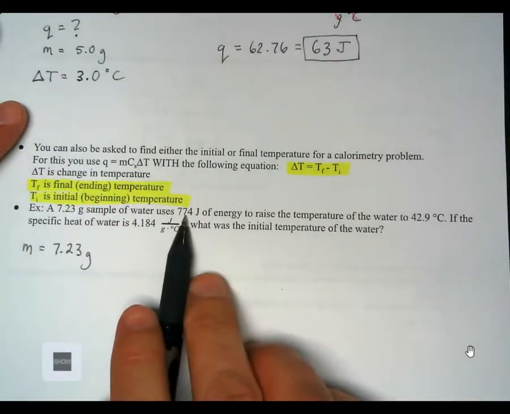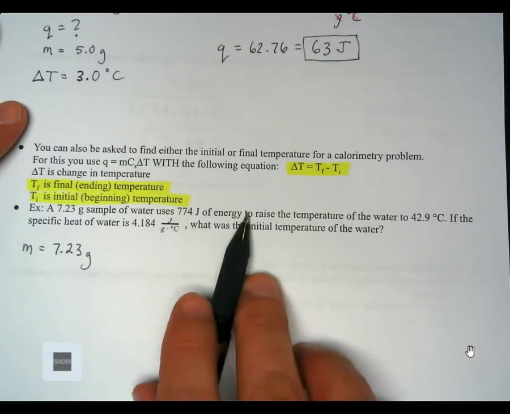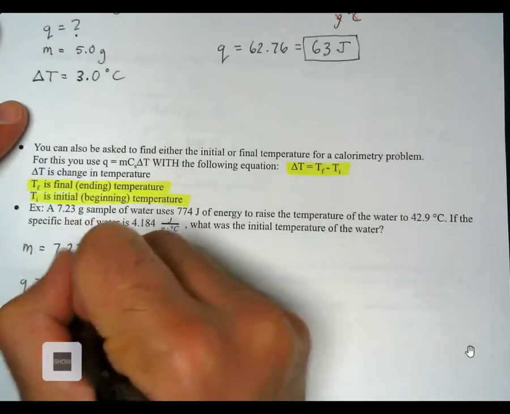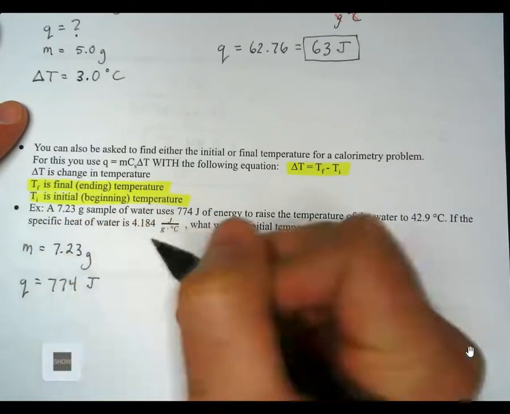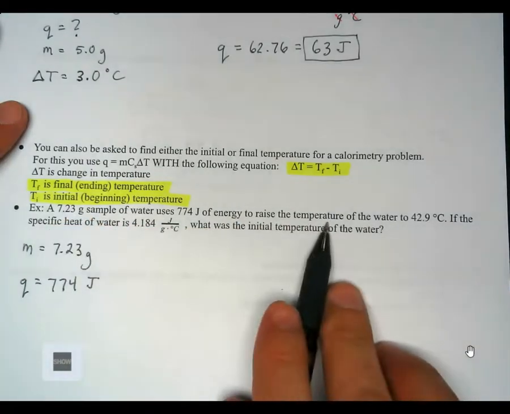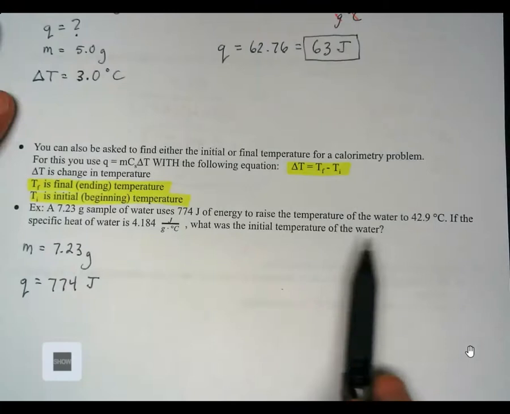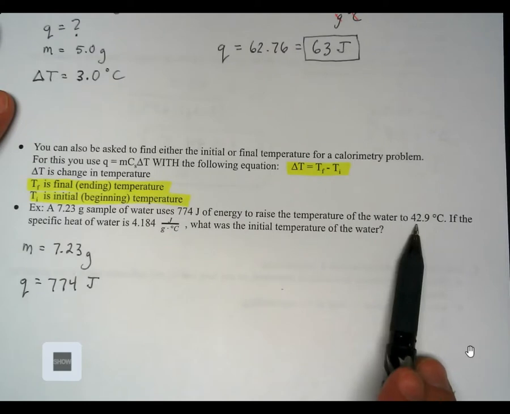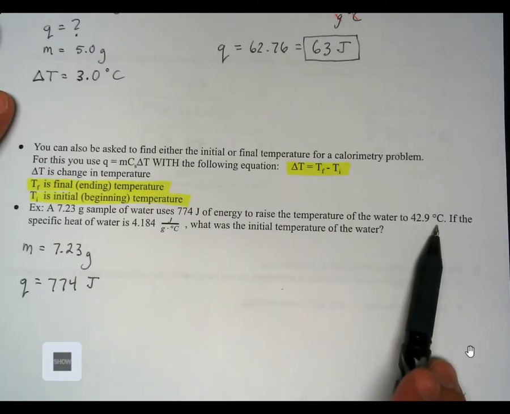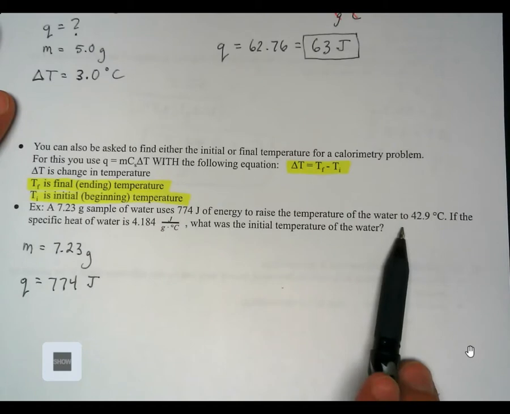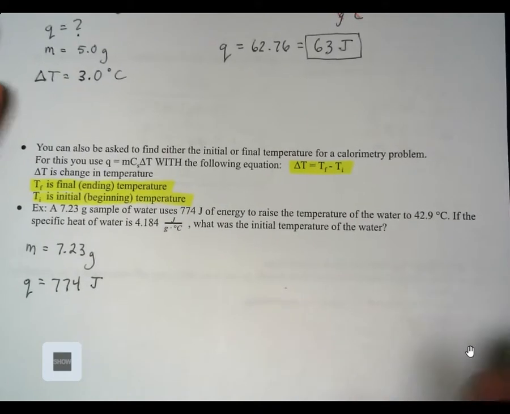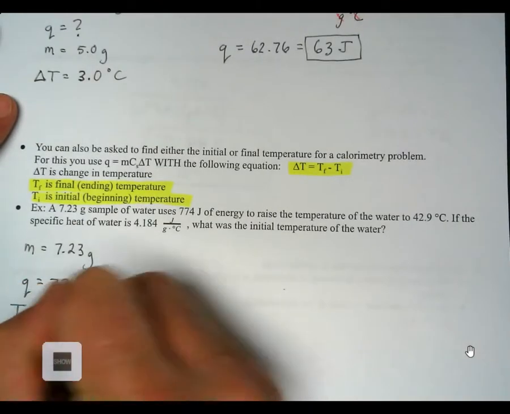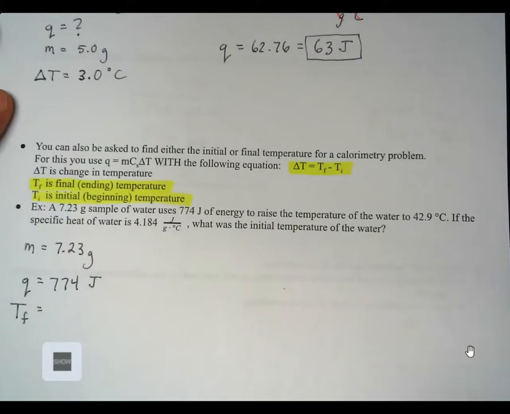Uses 774 joules of energy. So that's my Q, because that's straight up energy. To raise the temperature of the water. Now, here's where you have to read carefully. To raise the temperature of the water to 42.9 degrees Celsius. Not by, to. So the 42.9 degrees Celsius is our final temp. That's what we're getting the temperature to.